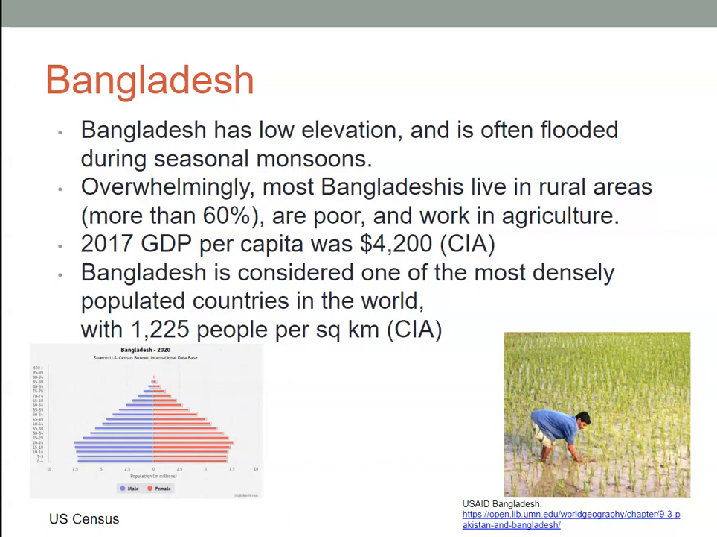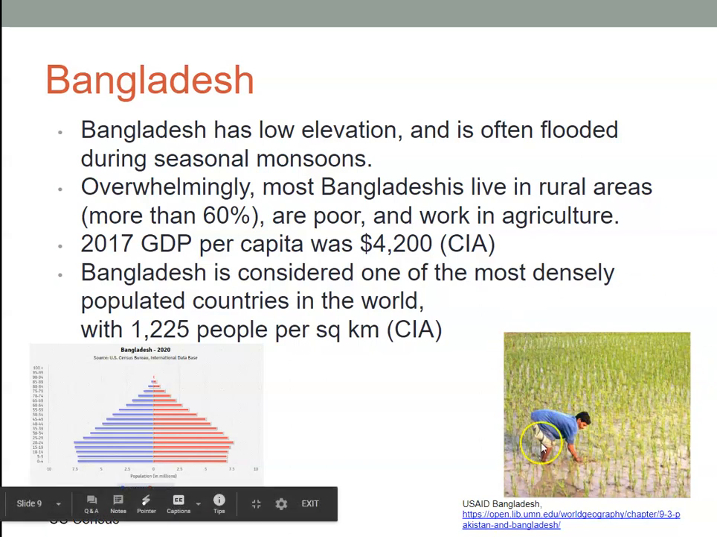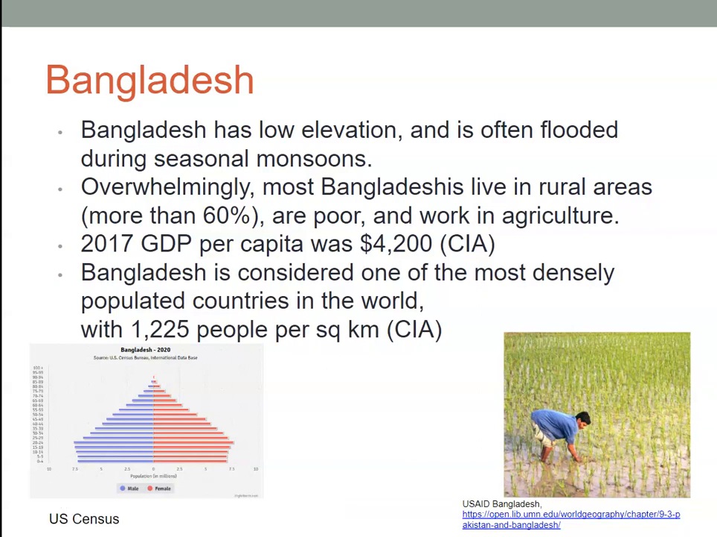We are in the tropics here, so we have lots of rain, lots of sun. As you can see, this gentleman here is working in the fields. This is how rice is grown. You can see him standing in water. So rice fields are flooded. That's one way that they are grown here. So we have a rapidly expanding population pyramid.